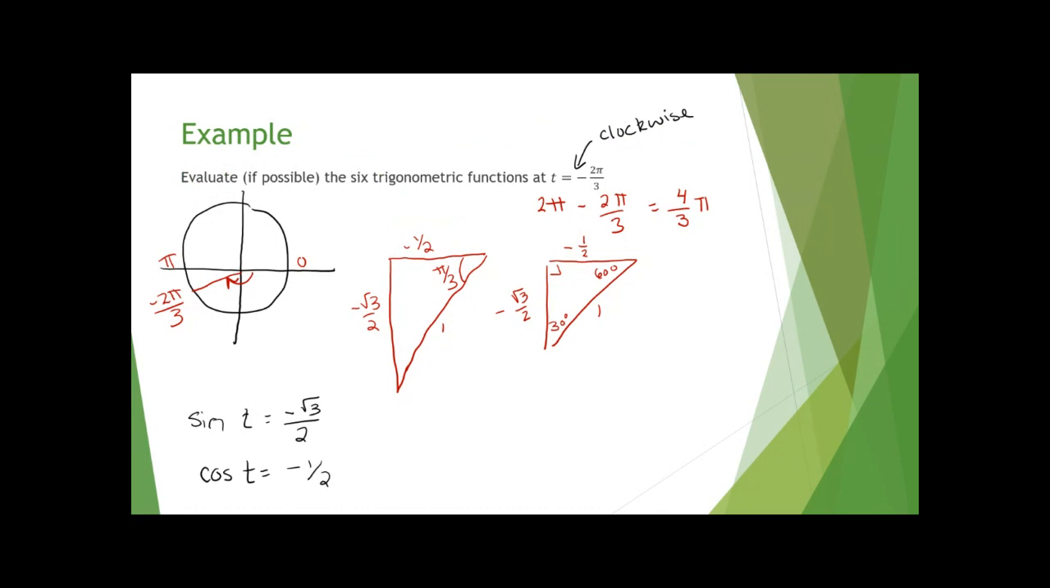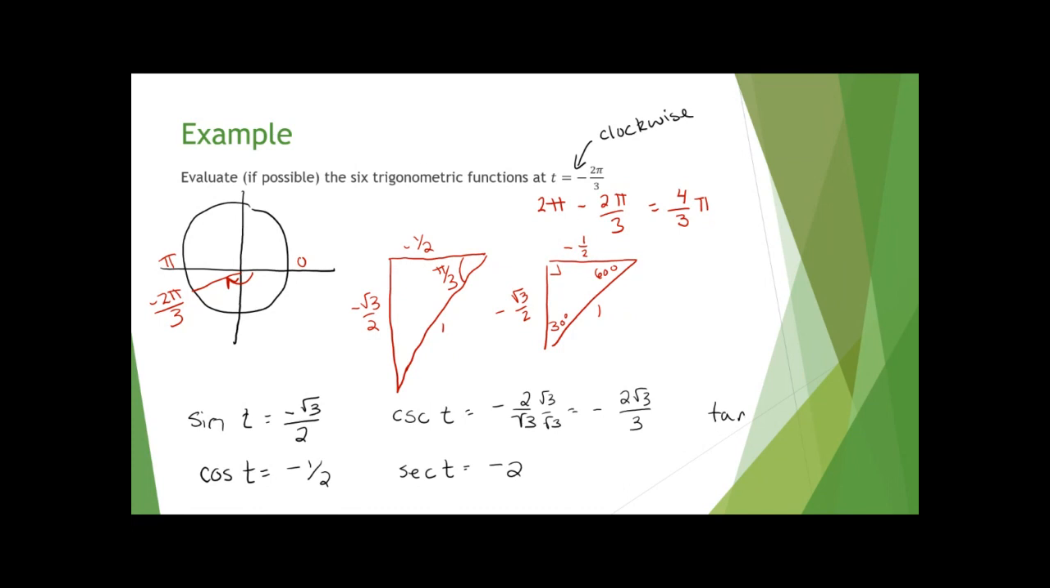So now let's do cosecant, which is 1 over sine. So that would be -2 over the square root of 3. But we want to rationalize it. So we're going to multiply by the square root of 3 over the square root of 3, which gives us -2 square root of 3 over 3. Now, 1 over cosine is secant, so secant of t is going to be the reciprocal, so that's going to be -2. That one's easy enough.